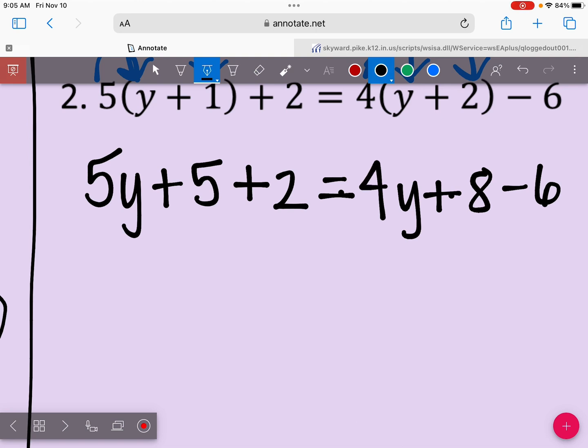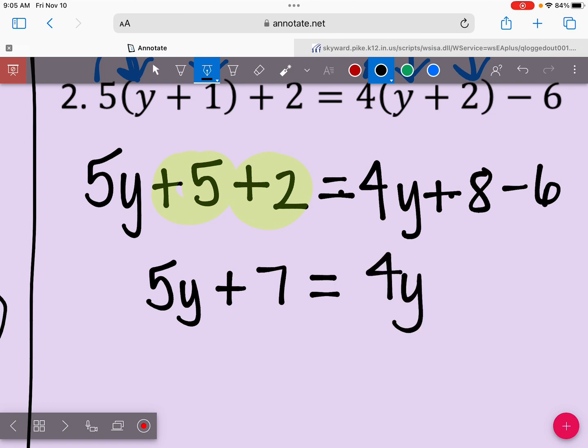All right, so let's start combining our like terms. So we can add together these two because they're like terms and they're on the same side. So that would be 5y plus 7. And on the right, we can add together these two. And what is positive 8 minus 6? 8 minus 6 would be positive 2.